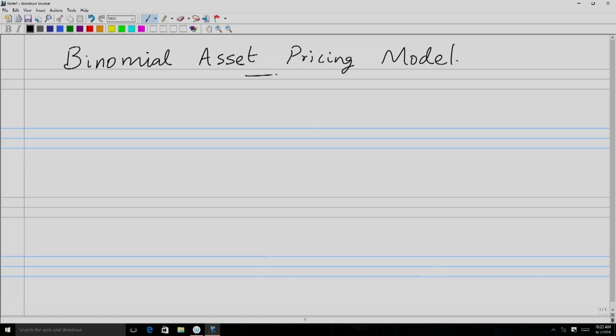Hello everyone. Let us continue our discussion on the binomial asset pricing model. In this binomial asset pricing model, or CRR model, as also in the continuous time Black-Scholes-Merton model, you have already seen, at least in the binomial case, that there are two probability measures with which you play around.